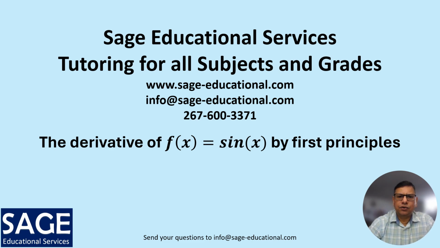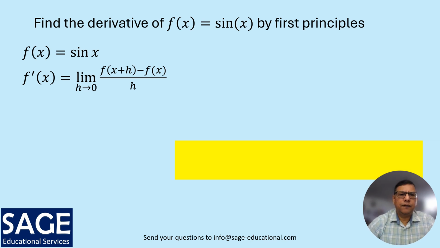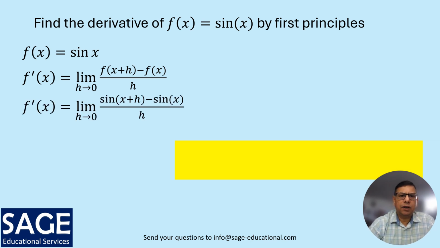So let's go ahead and find out the derivative of sine x by first principles. First thing we do is write down the definition of our derivative. f prime of x is the limit as h tends to 0 of f of x plus h minus f of x over h, and apply that to our function sine. So f prime of x would be the limit as h tends to 0 of sine of x plus h minus sine of x over h. Now we need to get the expansion of sine of x plus h before we can move on.